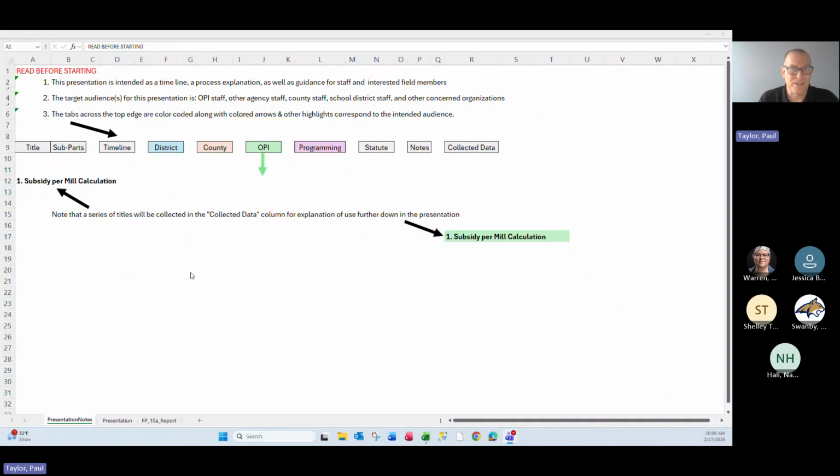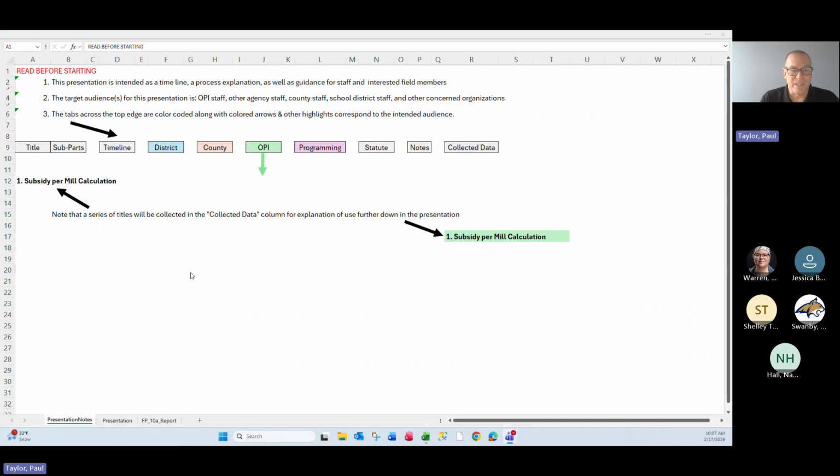Okay, this presentation is to provide information associated with the processes that the OPI is preparing for House Bill 156 implementation. It's a bill that was passed during the 2025 legislature, and we wanted to provide information to a variety of audiences, and that's why this is being recorded at this time.